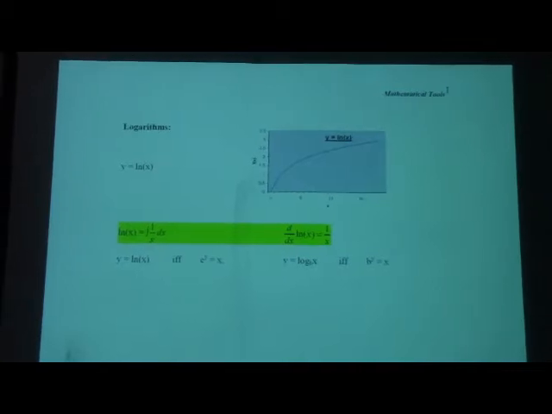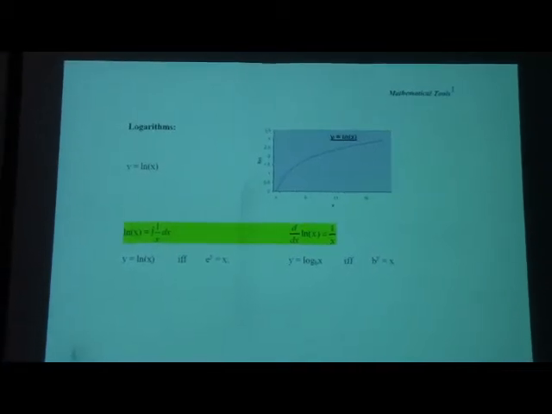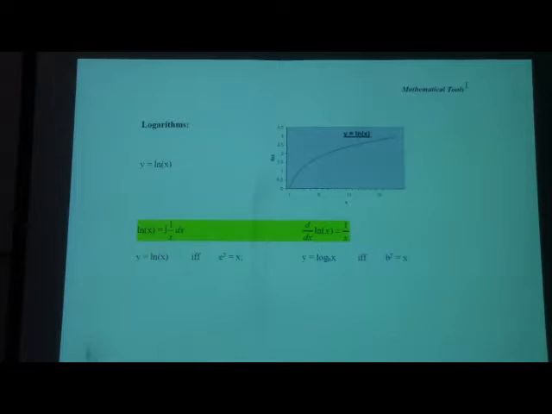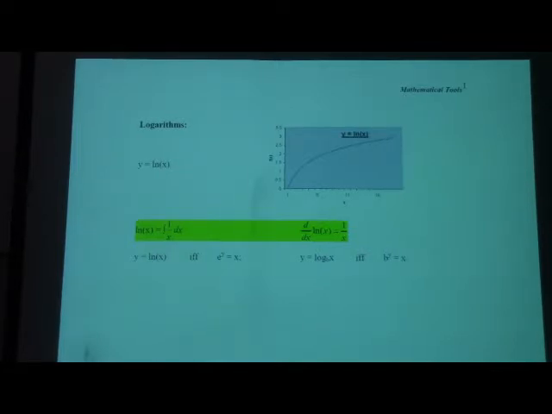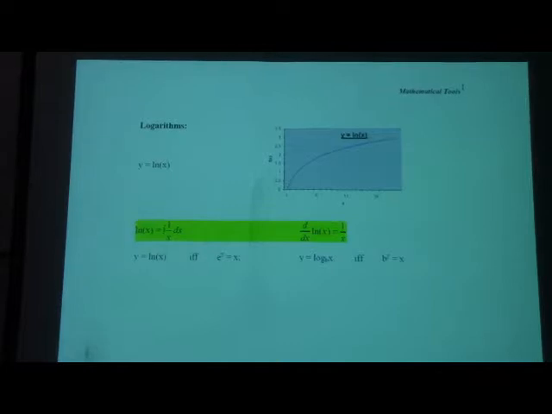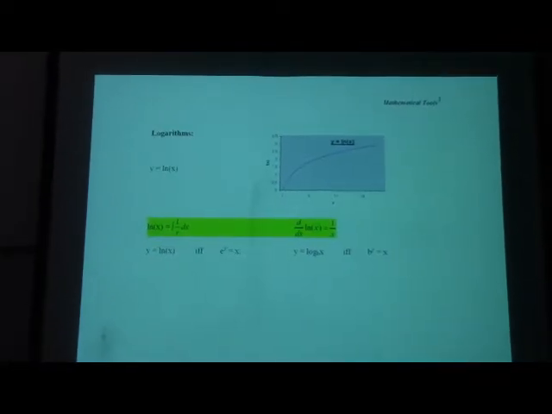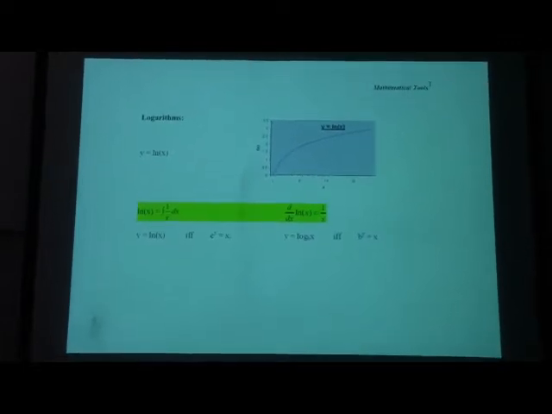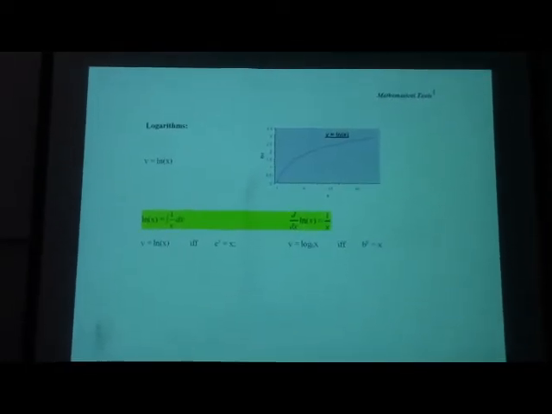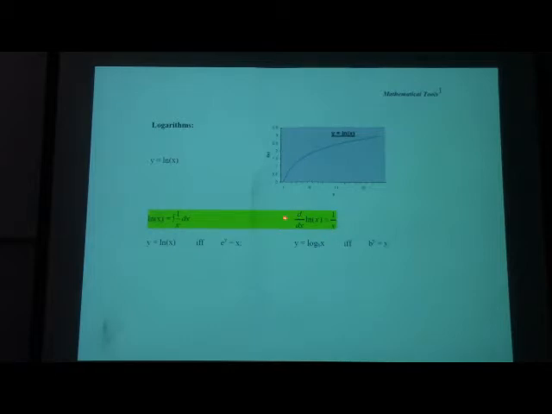We have logarithms. Logarithms are going to be extremely common for us. In general, the natural base logarithm is ln. So y is natural log of x. The graph of that looks like this. It's basically increasing, but the rate of increase is always slowing down, but it's always increasing. Now, if we take the derivative of the natural log of x, it's going to be 1 over x.